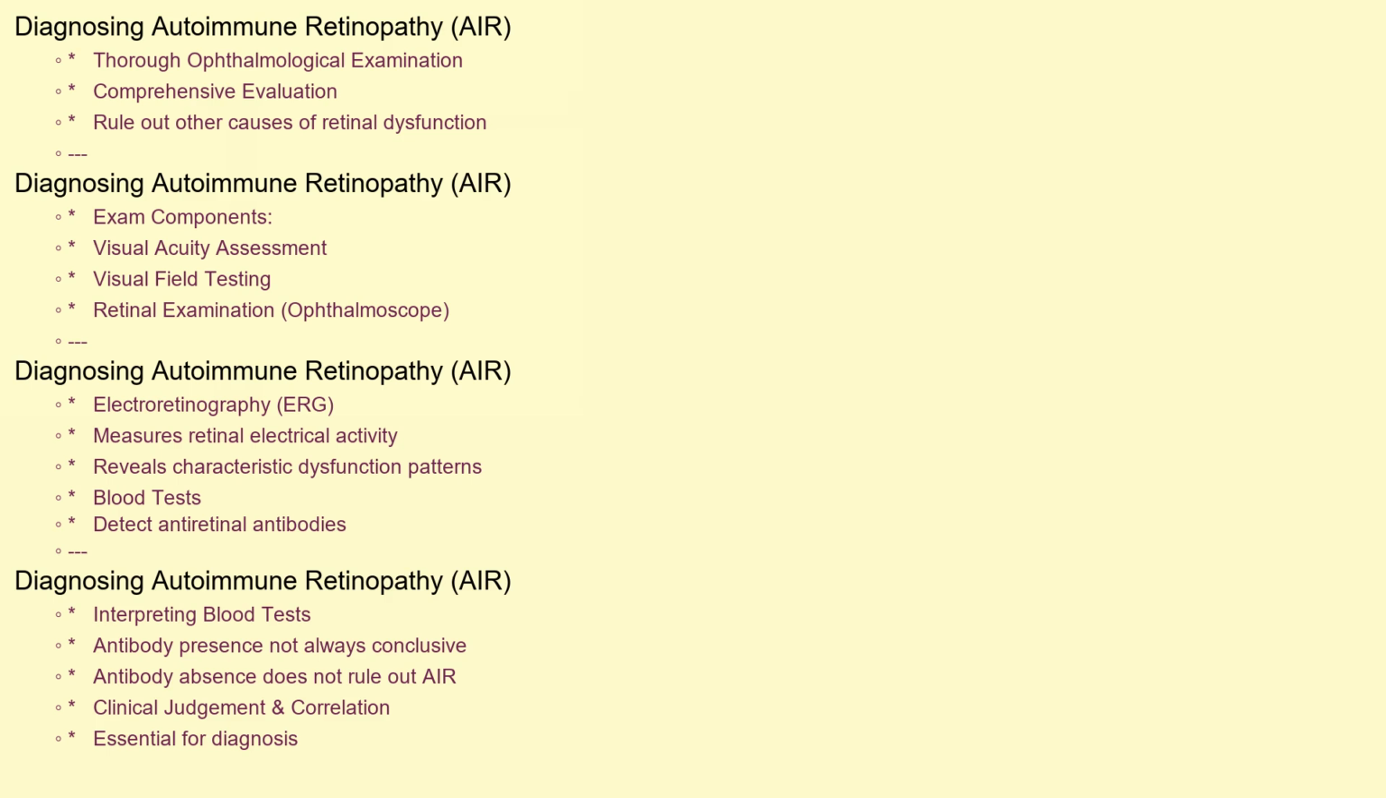Diagnosing autoimmune retinopathy requires a thorough ophthalmological examination and a comprehensive evaluation to rule out other possible causes of retinal dysfunction. The exam typically includes assessing visual acuity, visual fields, and examining the retina with specialized instruments like an ophthalmoscope. Electroretinography, or ERG, is a crucial diagnostic test. It measures the electrical activity of the retina in response to light stimulation and can reveal characteristic patterns of dysfunction suggestive of AR. Furthermore, blood tests are often performed to detect the presence of antiretinal antibodies. However, it's important to note that the presence of these antibodies isn't always conclusive, and their absence doesn't necessarily rule out AR. Clinical judgment and correlation with other findings are essential.